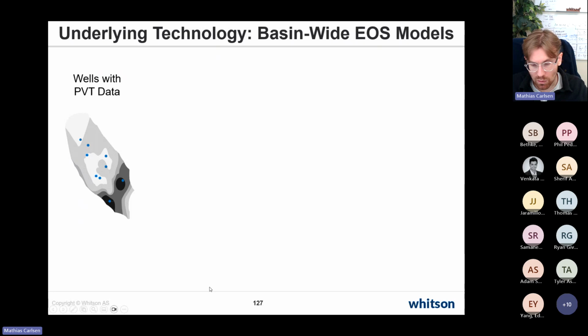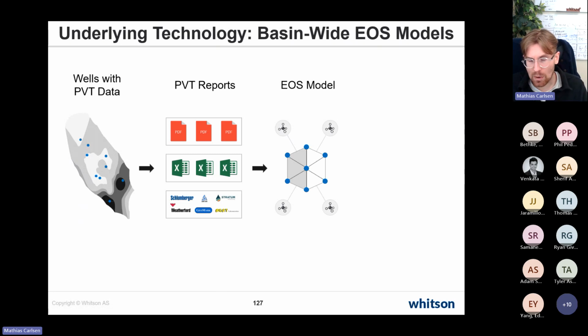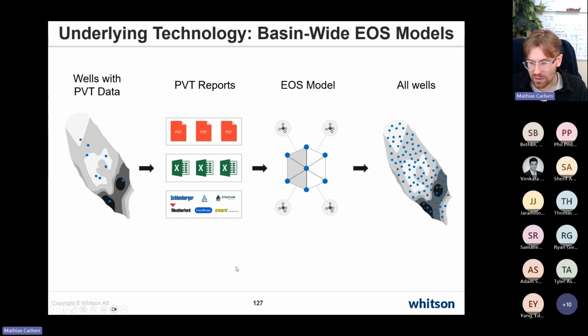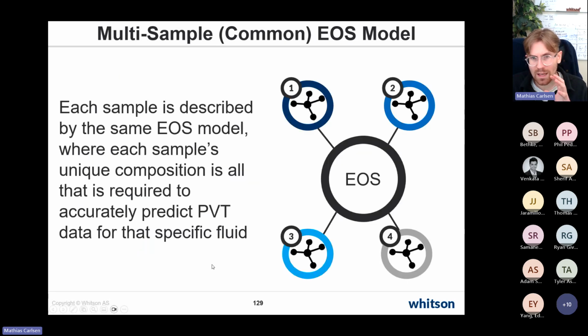We've taken PVT reports from all these different locations and all the different laboratories. We've made one equation of state model for each of those basins, such that you can go out to every well location and initialize PVT on a well-by-well basis. This is what we call a multi-sample equation of state model, which just means that what's unique from one well to another is the composition. The equation of state itself plus that composition is everything that's required to predict PVT data for that specific fluid.